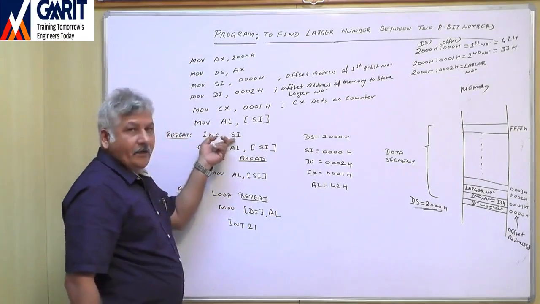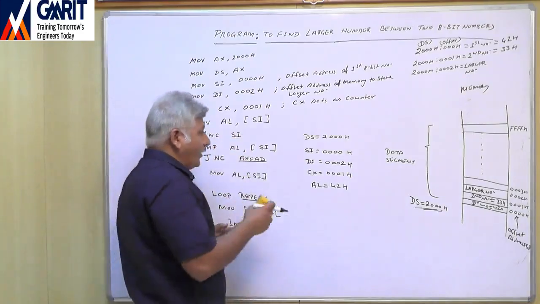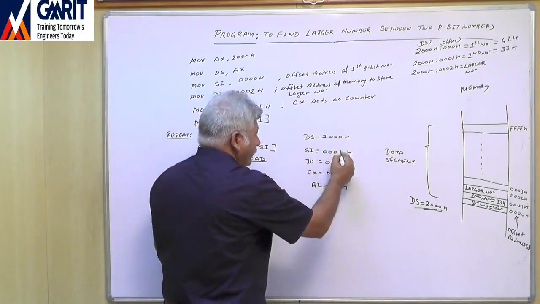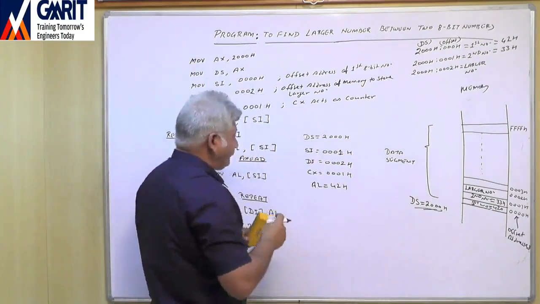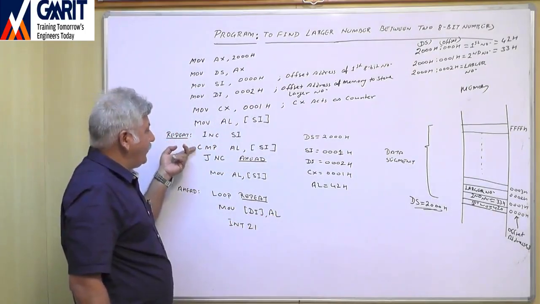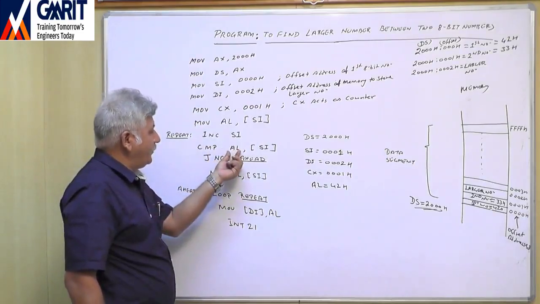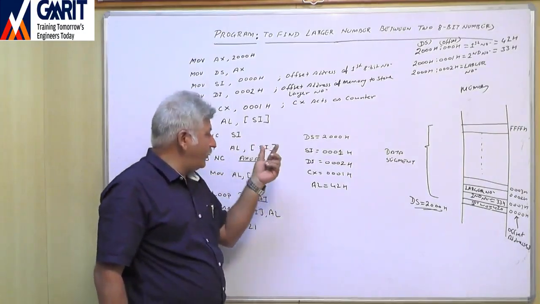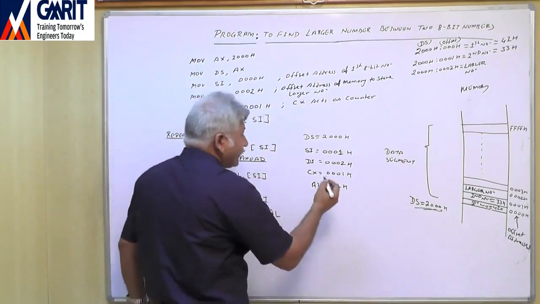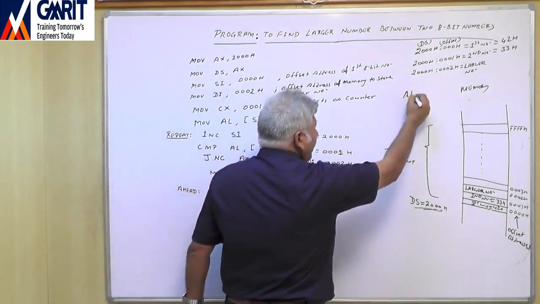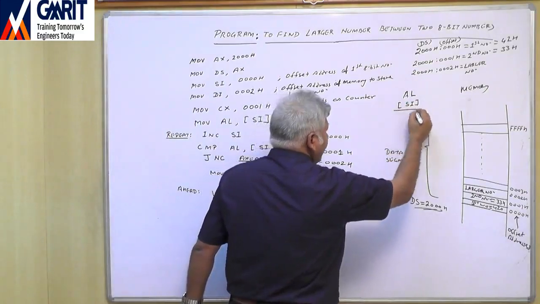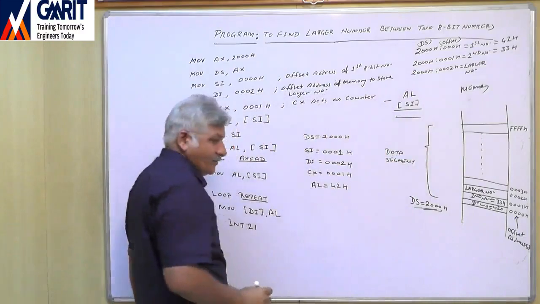Now INC SI, it will increase the value of SI by 1. So SI previously was 0000, now it will become 0001. After this, comparison instruction. Comparison between the value of AL register and the value of memory whose offset address is in SI. So with this instruction, value of AL will be compared with the content of memory whose address is in SI register. This comparison will take place.